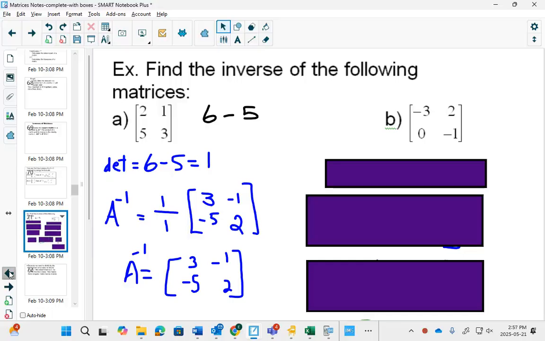Now, it doesn't happen in this case, but if you figured out the determinant first and it was 0, then you would just say inverse does not exist.